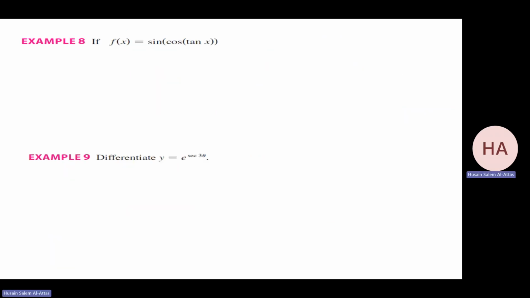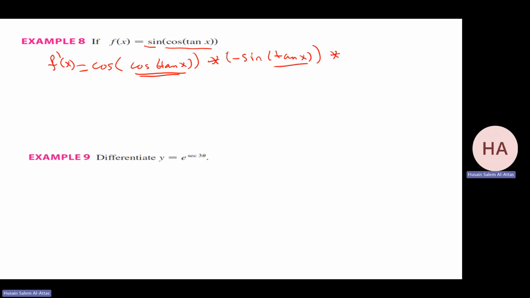Now, if we do a function of a function of a function, we'll do the same. What will be f prime? I have sine of something, so it will be cosine of that thing times the derivative of this. The derivative of cosine of something will be minus sine of tan x times the derivative of this, which is secant squared x, and we are done.